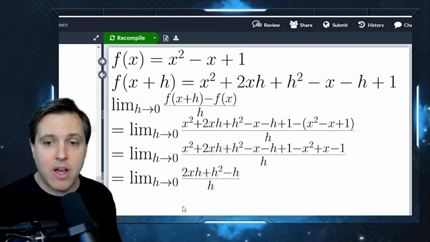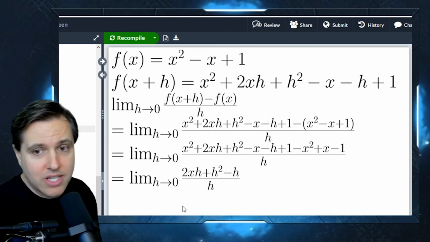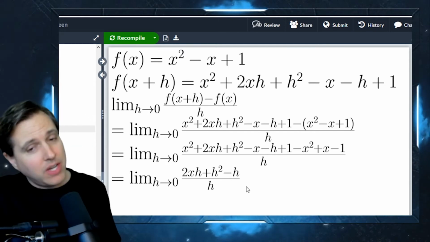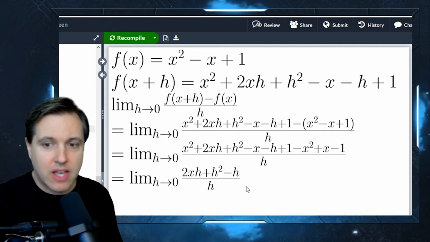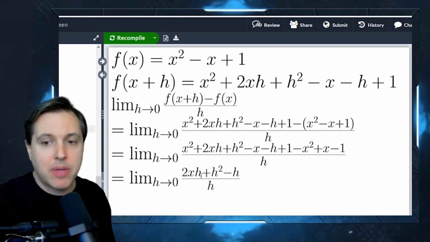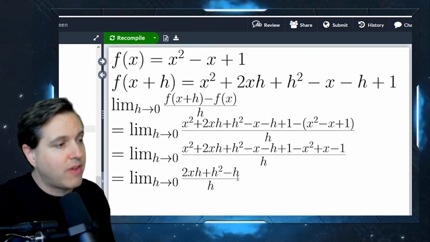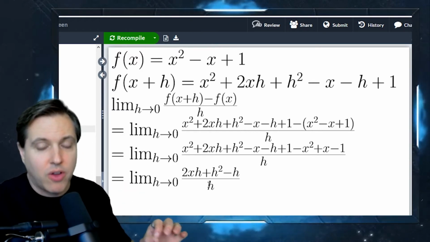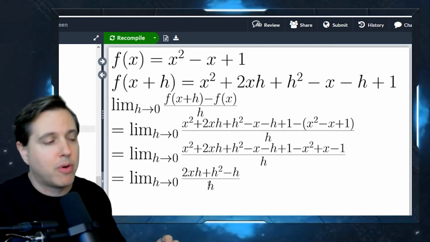So when we simplify all that down, we get the limit as h goes to 0 of 2xh plus h squared minus h over h. Now we need to be careful here. There's a little bit of a subtlety. So notice what's going to happen is we're going to go through and divide everything by h. And there's a nuance here that gets missed frequently, and then there's just a common mistake people make right here.